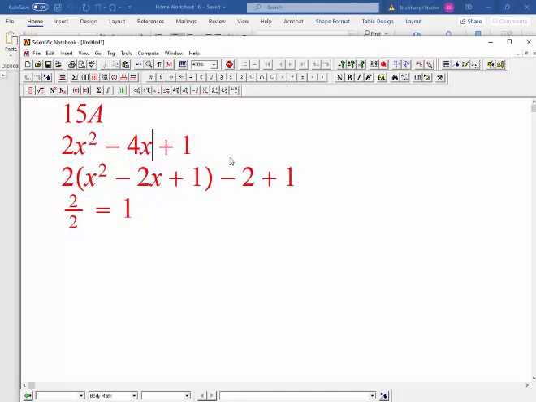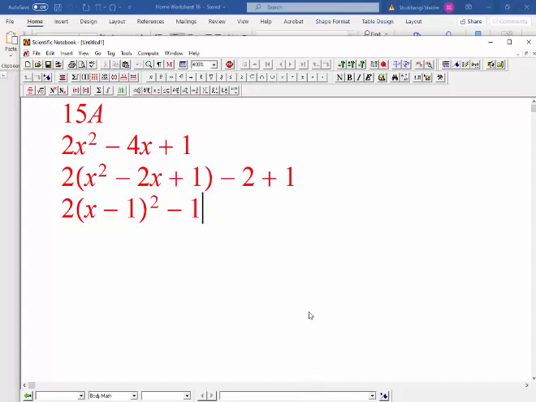Yeah. Yep. And so now I have the completing the square part. So this part here is a completing the square. So this will become 2 times x minus 1 squared. Negative 2 plus 1 is negative 1. Are you okay with the process of completing the square, or should I go over that first? Yeah, can you go over that? Okay, let's go over that.